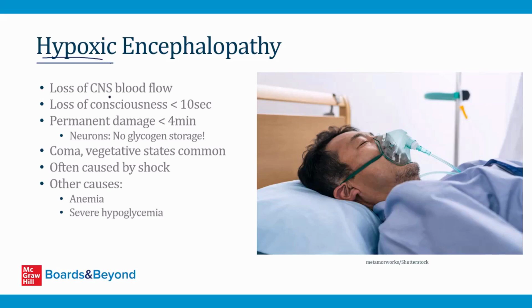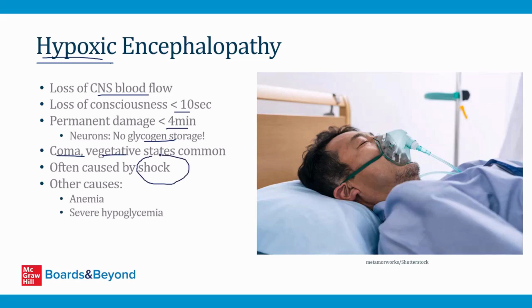And usually this occurs because of loss of blood flow to the central nervous system. So if you cut off blood flow to the central nervous system, a patient will lose consciousness in about 10 seconds, and there will be permanent brain damage after about 4 minutes. And the reason neurons can only survive for a few minutes without blood flow is because they can't store glycogen, so they are very dependent on a constant supply of oxygen in the blood. When there's decreased central nervous system blood flow to the entire brain, this often leads to severe neurologic consequences, things like coma and permanent vegetative states. And the main reason this often happens is because of shock.